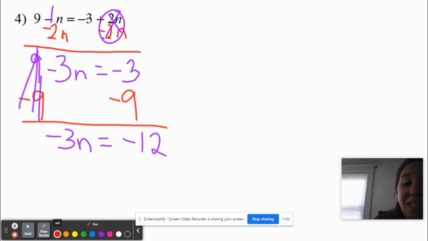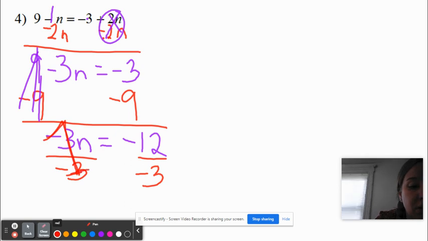And this is negative 3 times n, so we divide. That way that becomes a 1. And you're left with n equals negative 12 divided by negative 3. A negative divided by a negative is a positive. 12 divided by 3 is 4. Final answer.